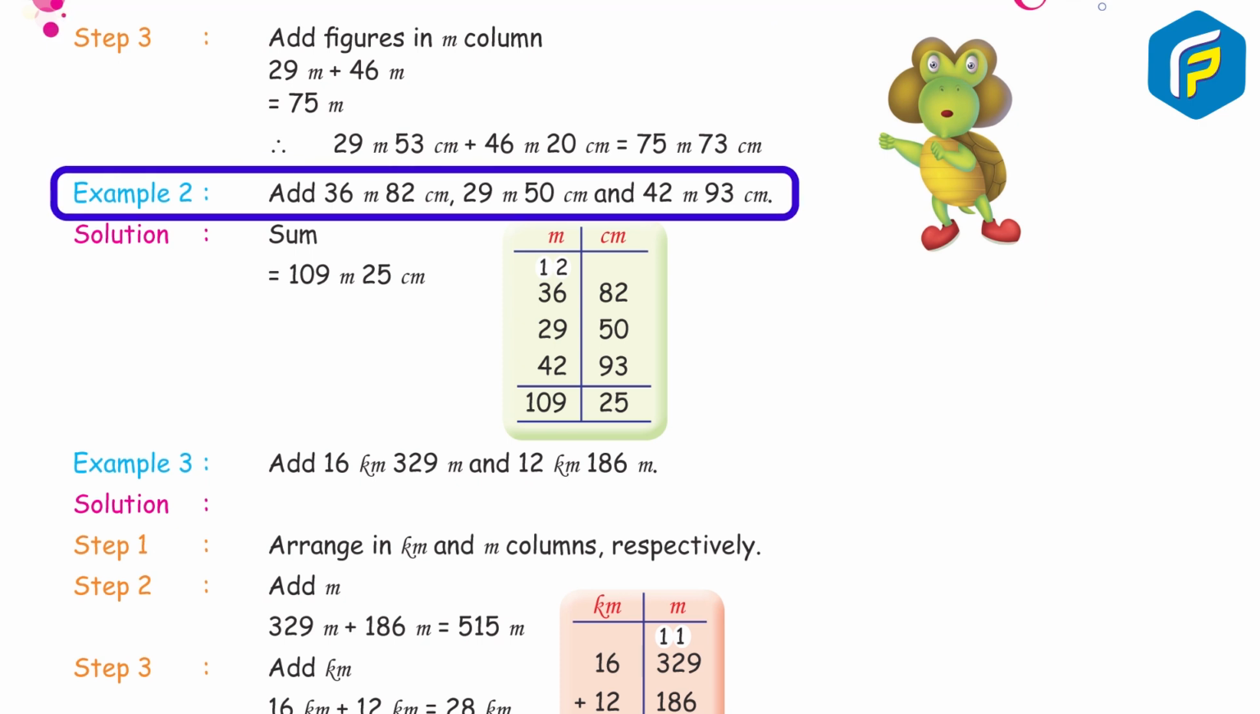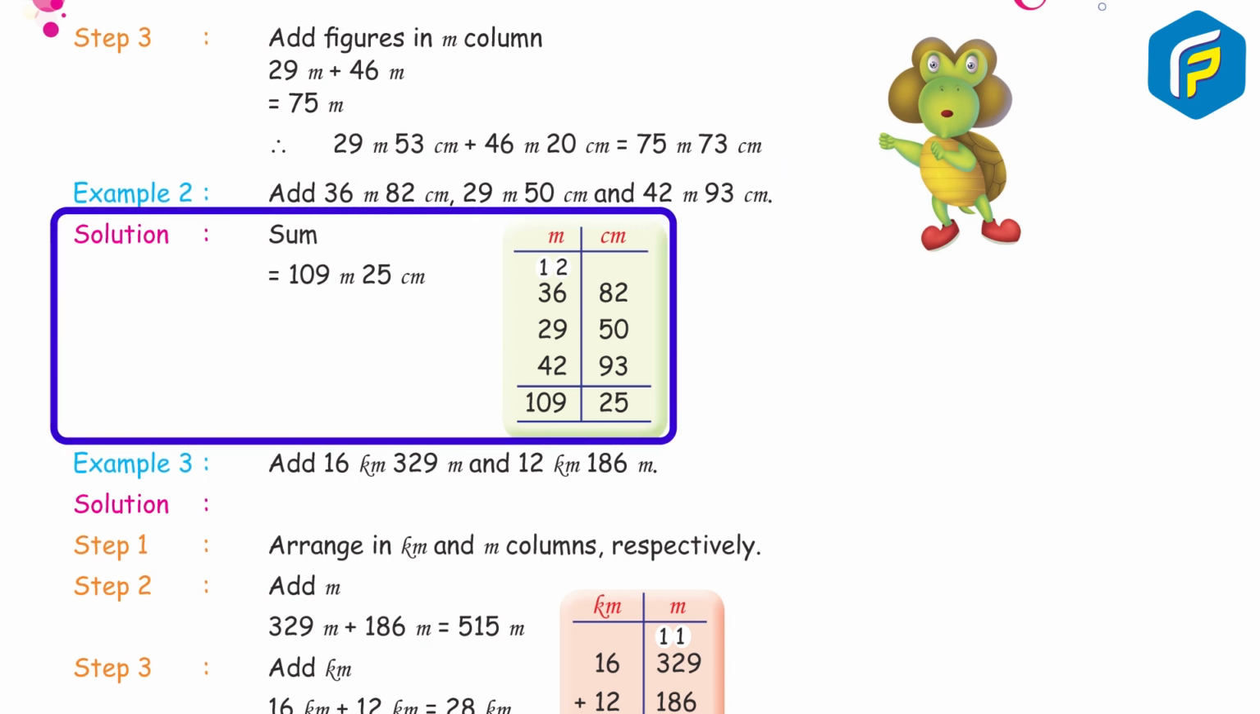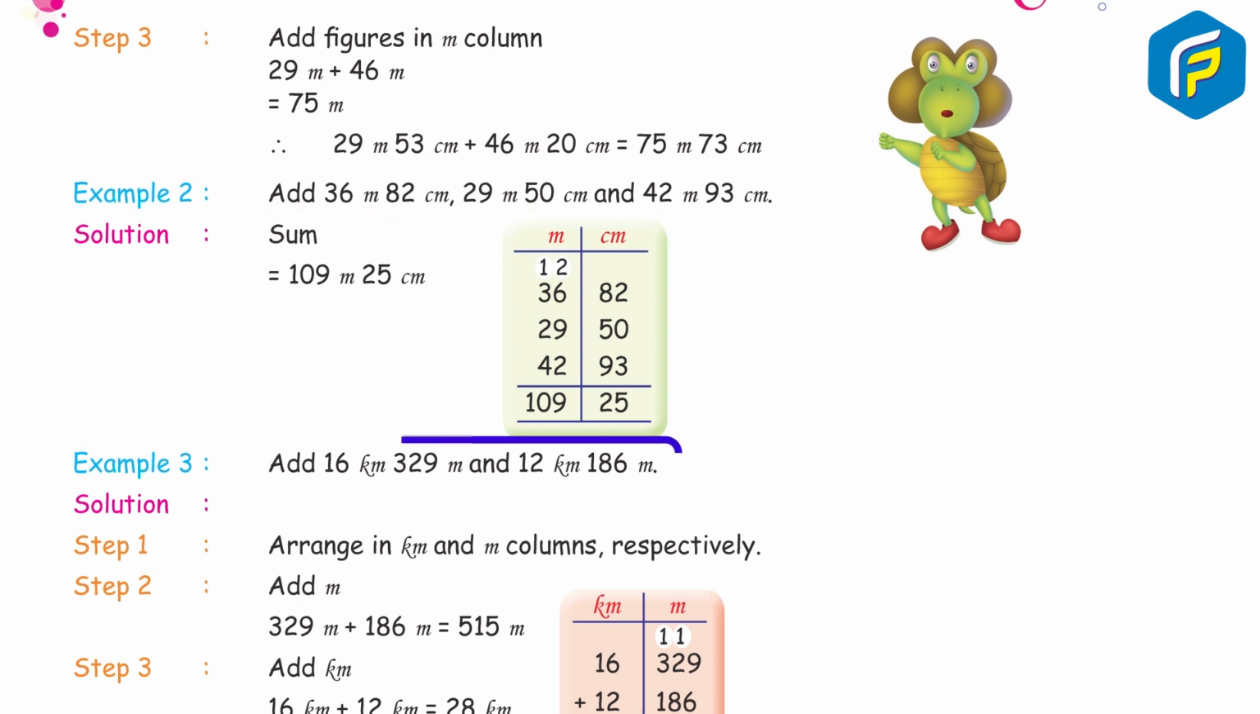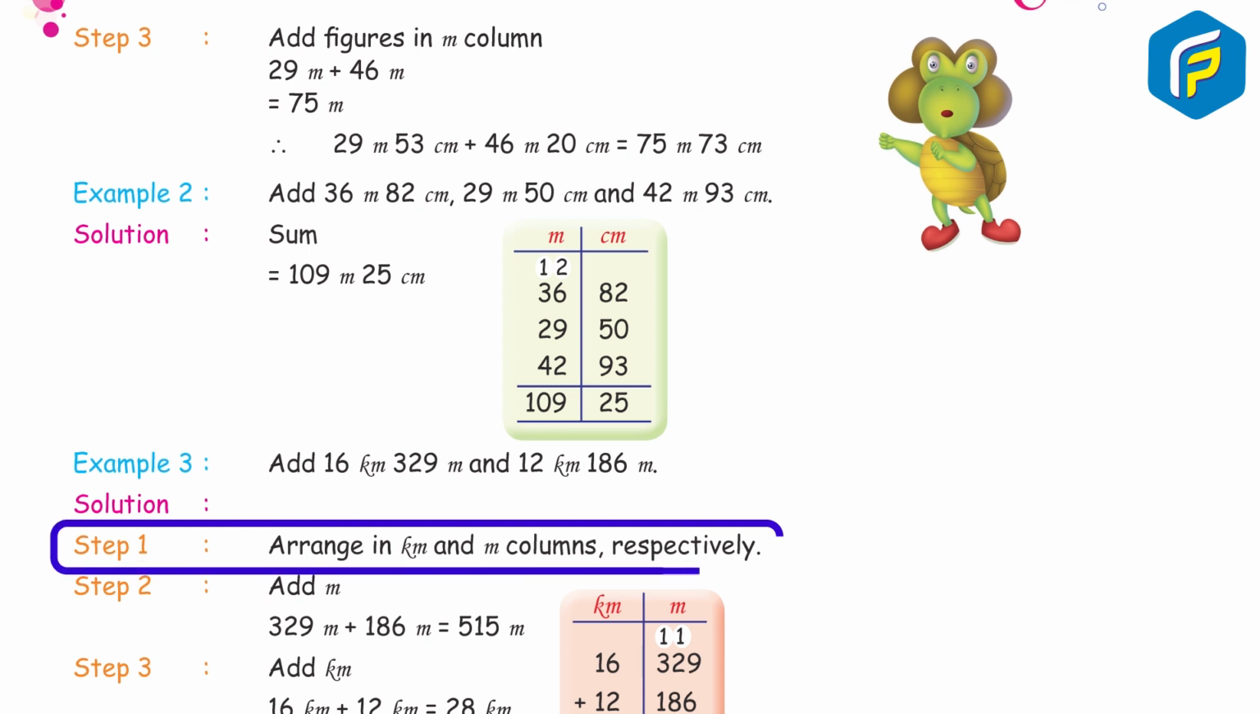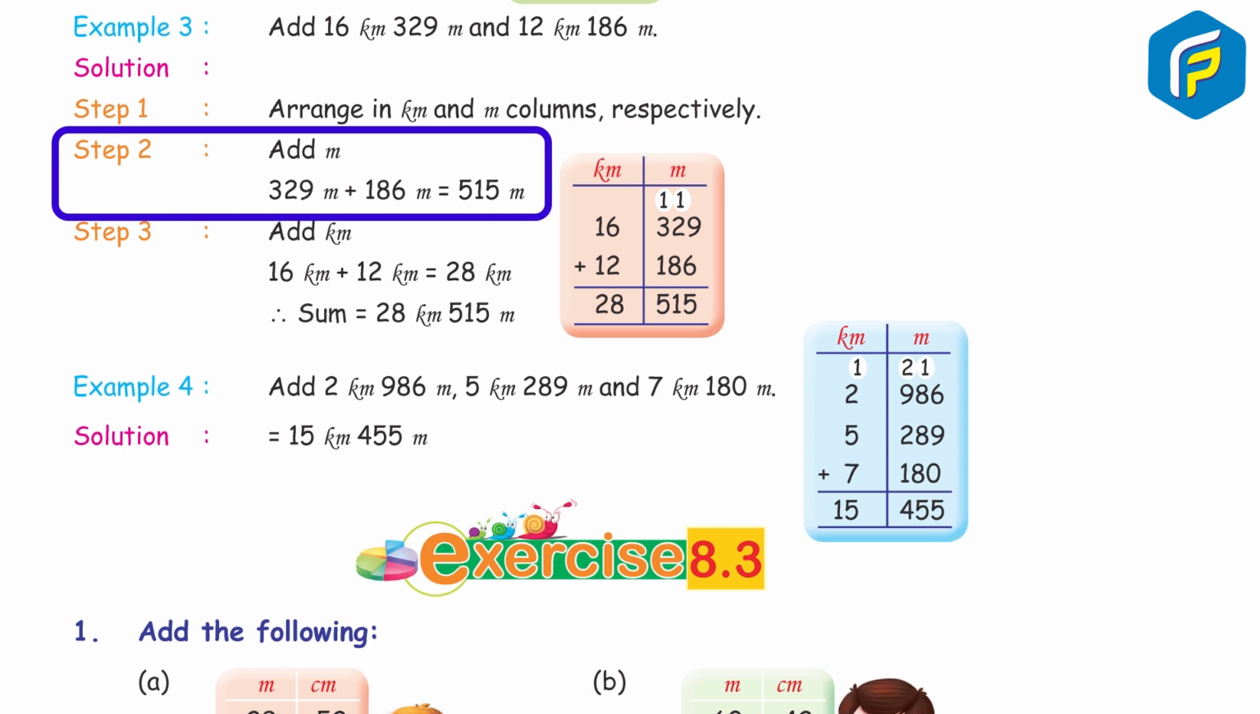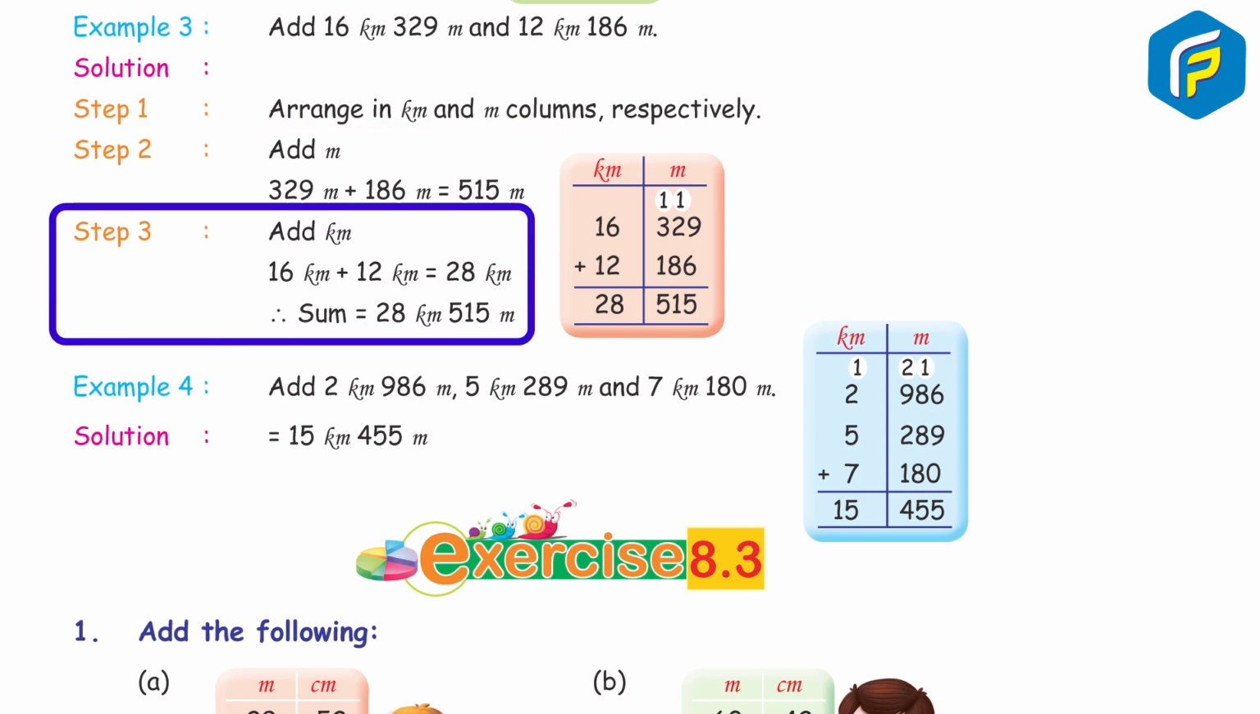Example 2. Add 36 meter 82 centimeter, 29 meter 50 centimeter and 42 meter 93 centimeter. Solution. Sum: 109 meter 25 centimeter. Example 3. Add 16 kilometer 329 meter and 12 kilometer 186 meter. Solution. Step 1. Arrange in kilometer and meter columns respectively. Step 2. Add meter. 329 meter plus 186 meter is equal to 515 meter. Step 3. Add kilometer. 16 kilometer plus 12 kilometer is equal to 28 kilometer. Sum: 28 kilometer 515 meter.